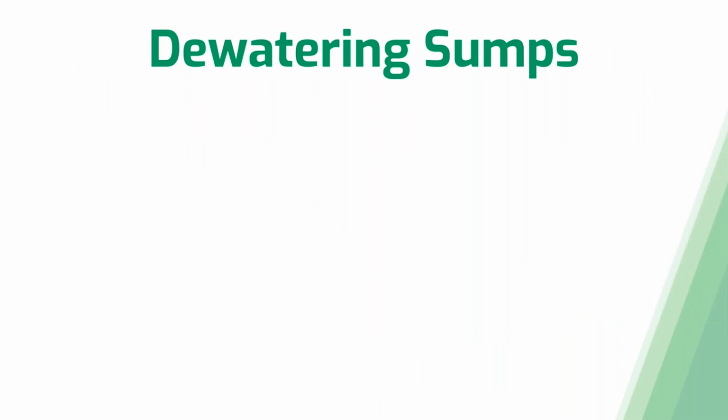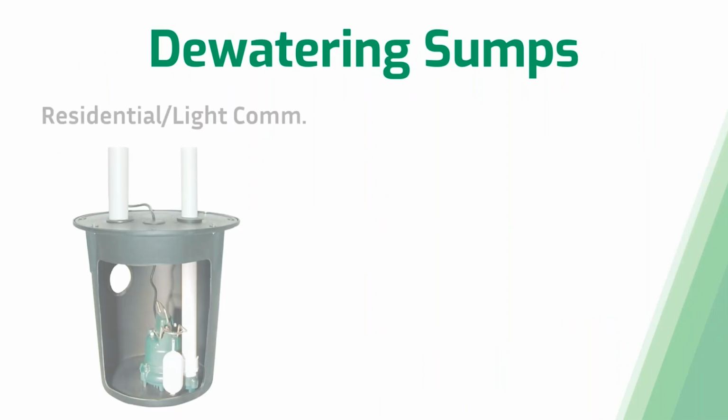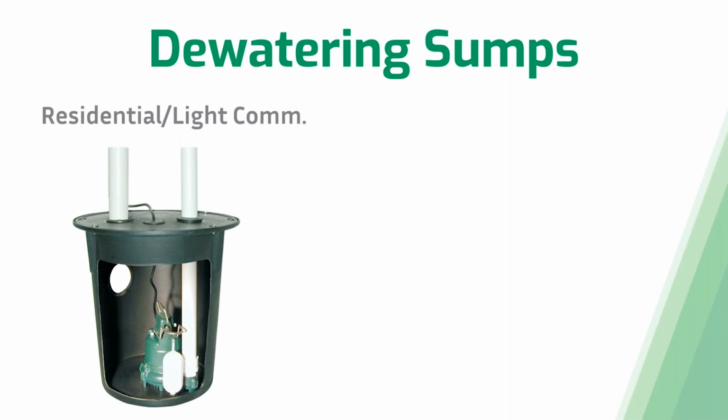So let's talk a little bit about dewatering sumps and how exactly they're installed. So usually in residential and light commercial systems, again, you're going to have some sort of pre-engineered system that will likely work for that application. Typically, it'll be installed in some sort of poly basin, and you will have typically an automatic pump, although you could get non-automatics for these systems as well.